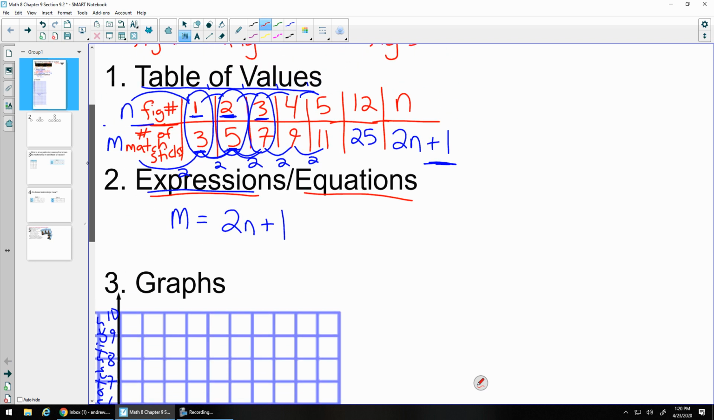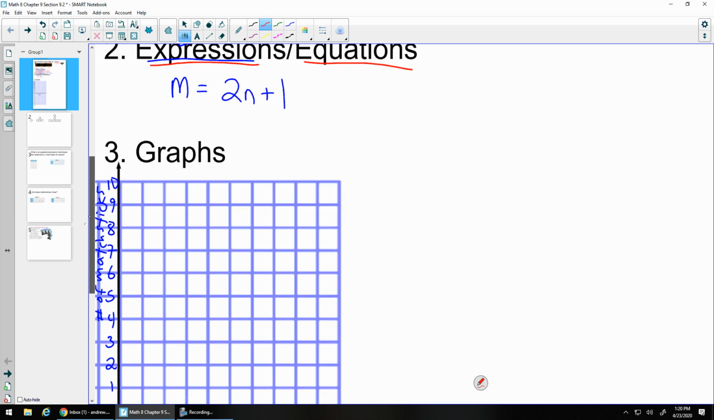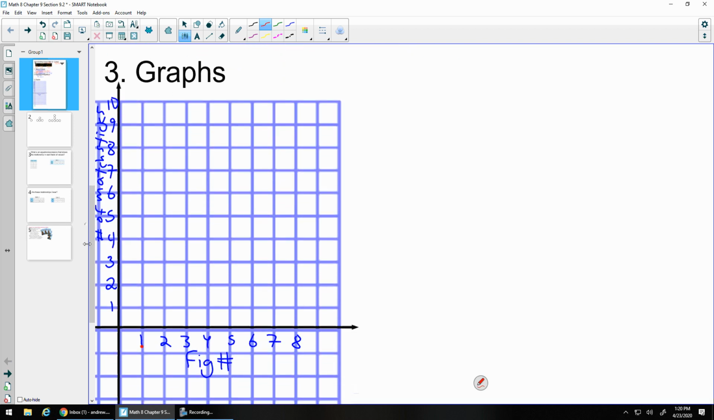Okay, so when the figure number was 1, we had 3 matchsticks. Figure number 2, so I go to the 2 on my x-axis, there was 5, and I put the point at 5 on the y. So there's 5 matchsticks. Figure 3, there was 7. Figure 4, there would have been 9. Figure 5, there would have been 11. That would have continued. And now we can graph all of these points.